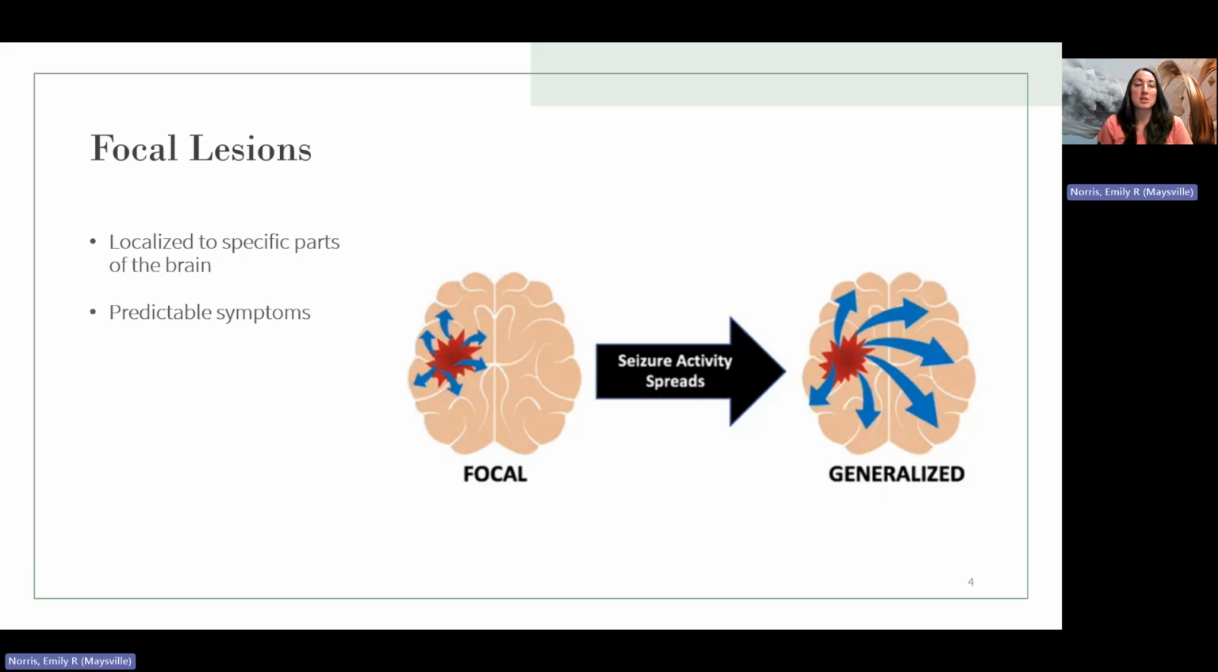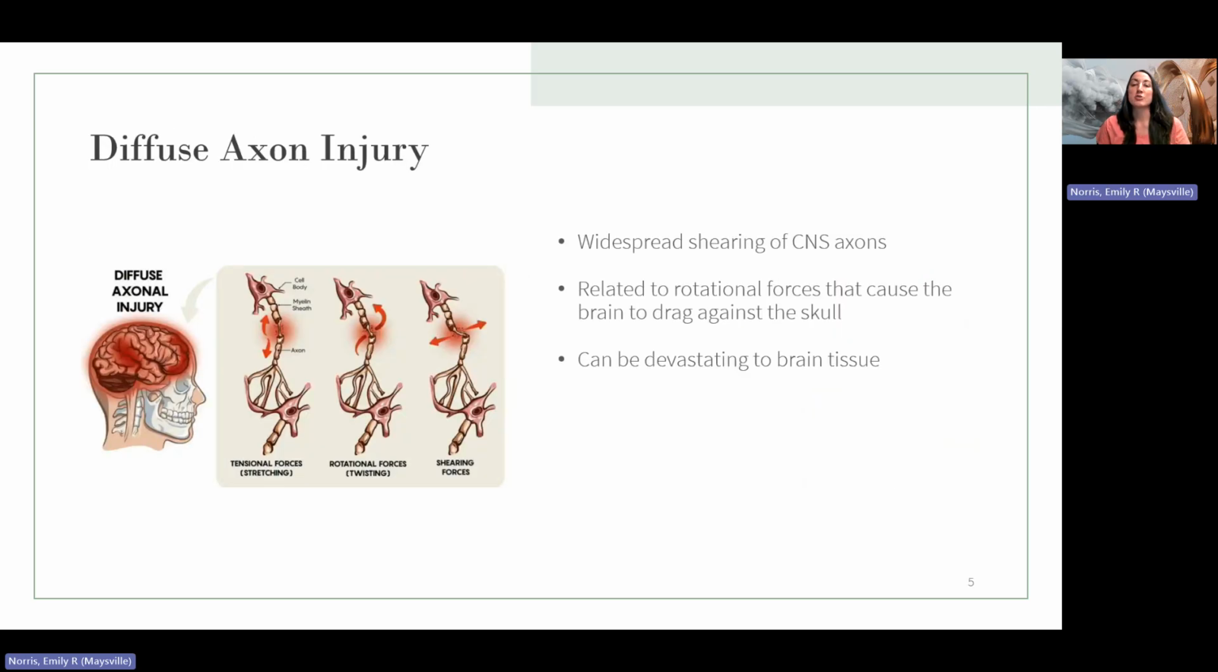Focal lesion, this is the localized specific area of the brain that's damaged and has very predictable symptoms. As swelling and things occur, it actually spreads, and then there's more generalized damage to the brain. So that would be diffuse axonal injury. So this is a widespread shearing of the central nervous system axons. Often it's related to rotational forces where the brain actually drags against the inside of the skull. It can be devastating to brain tissue.